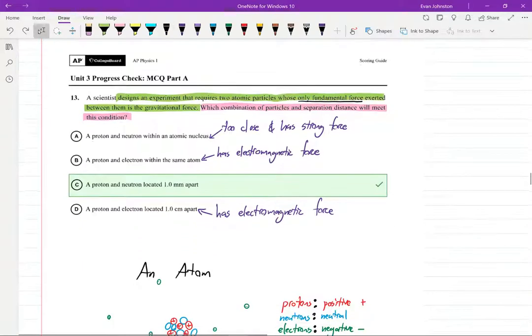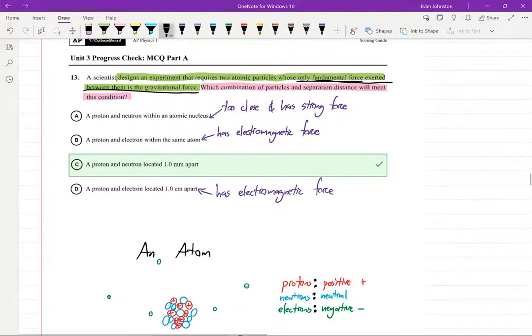So 13 here, though, this is kind of an interesting one. This one goes directly back to our notes on fundamental forces. Which combinations of particles and separation distances will meet the condition so that the only fundamental force exerted is gravity? Well, we can kind of think about the atom here. You might want to go back and look at that page on fundamental forces. But protons and neutrons within the nucleus, that is not a size range where gravity is the dominant force. Gravity really operates on large scales. So like planets, solar systems, entire galaxies colliding, things like that.